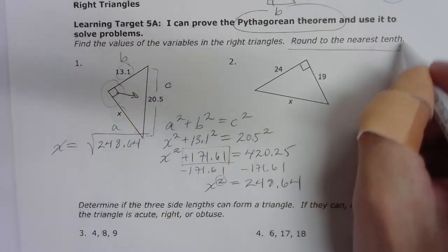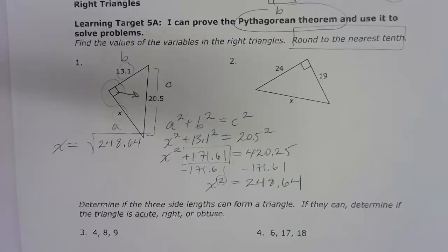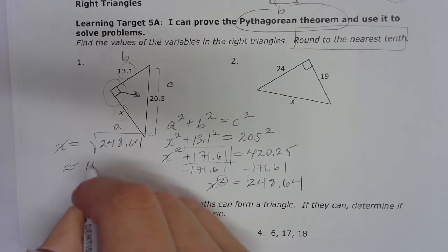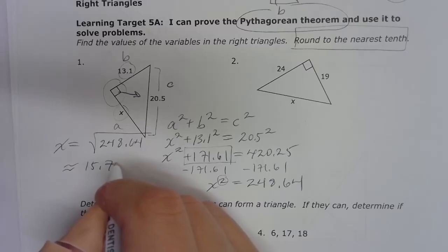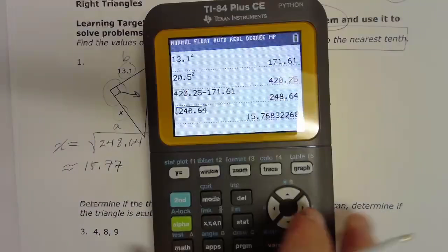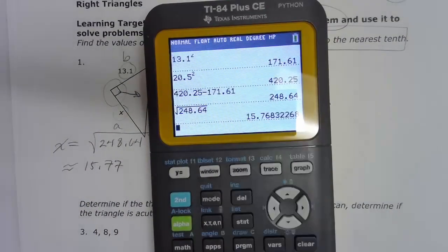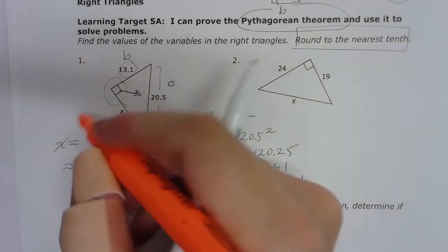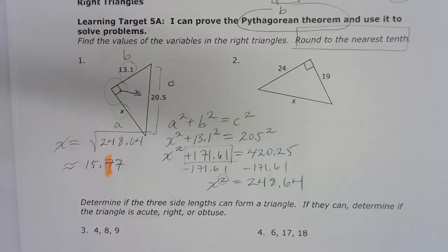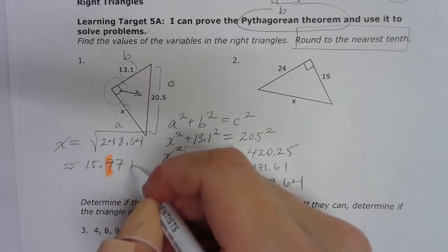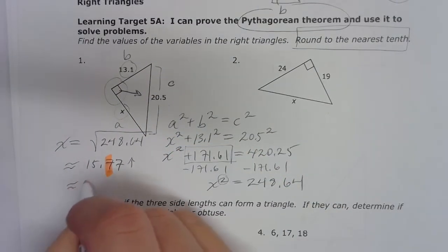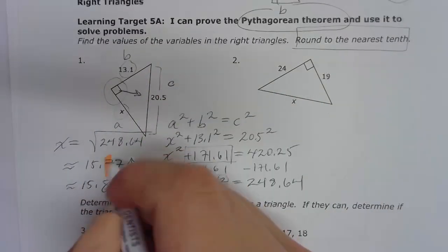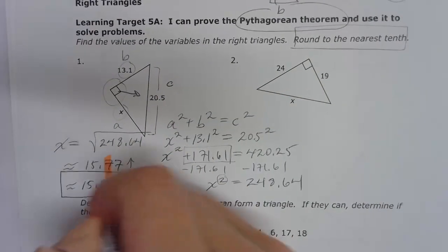Our problem has asked us to round to the nearest tenth. For this particular problem, we're going to approximate this to 15.77. Oh my gosh, I'm crazy. Look, I just rounded to the hundredths place. The tenths place is this digit, so of course, it still rounds up. So this actually approximates to 15.8. And there are no units in our answer, so we'll just write units and box it in.